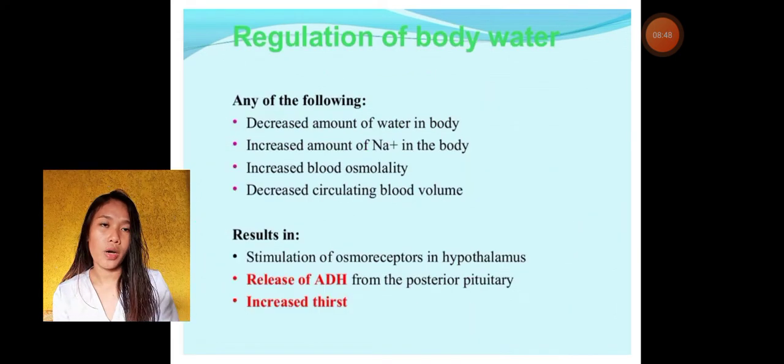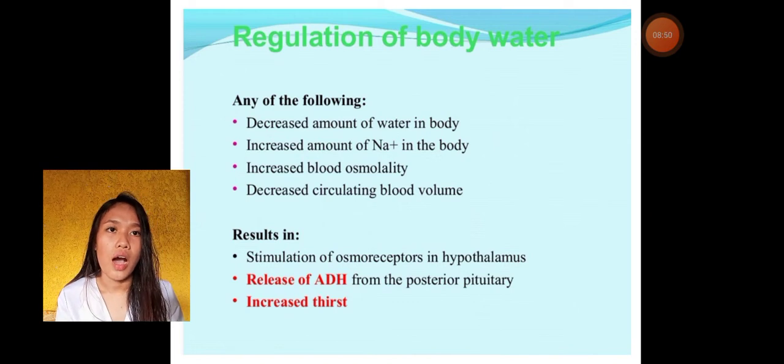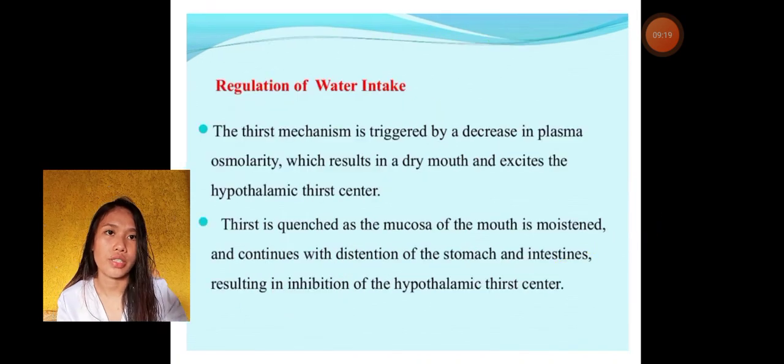So, regulation of body water. Any of the following: decreased amount of water in the body, increased amount of sodium in the body, increased blood osmolality, and decreased circulating blood volume will result in stimulation of osmoreceptors in the hypothalamus, release of ADH, or the antidiuretic hormone, from the posterior pituitary, and increased thirst.